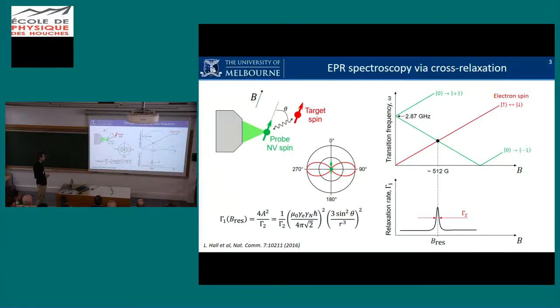So there is an angular dependence of the interaction, and that's shown here. The red line is the decay rate that you would measure on resonance as a function of the angle of your target spin relative to the quantization axis. And you see that it's maximally sensitive at a 90-degree angle, and it's actually vanishingly sensitive on axis at 0 degrees, which means you don't interact with a spin that is along the NV axis.